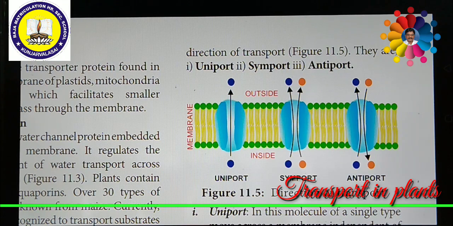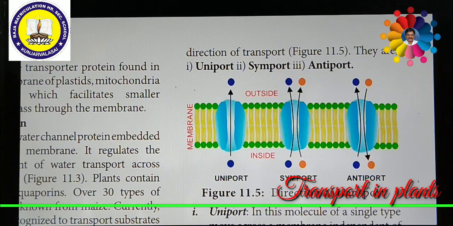Suppose during the rainy season, you might have felt that it is very difficult to open or close the door or windows. Why? They are absorbing moisture from the atmosphere and water content from the rain. Then they swell, and due to the swelling, we cannot close or open the door. This is due to imbibition. So the imbibition process also plays an important role in physiological processes. That's why we should know about the phenomenon of imbibition.